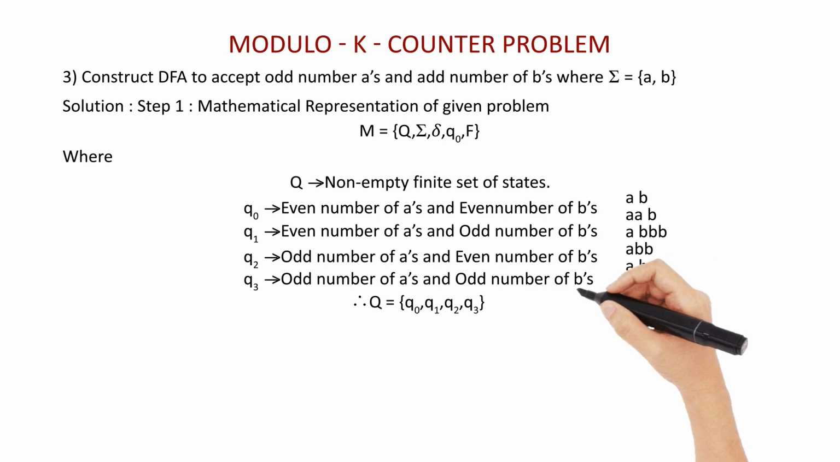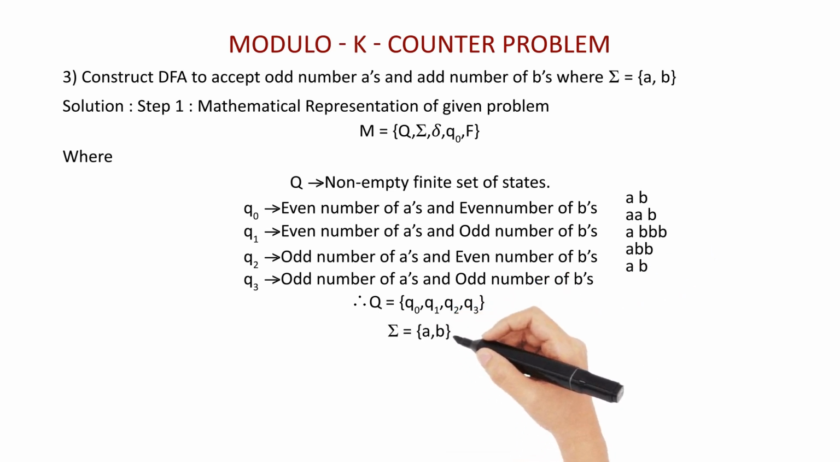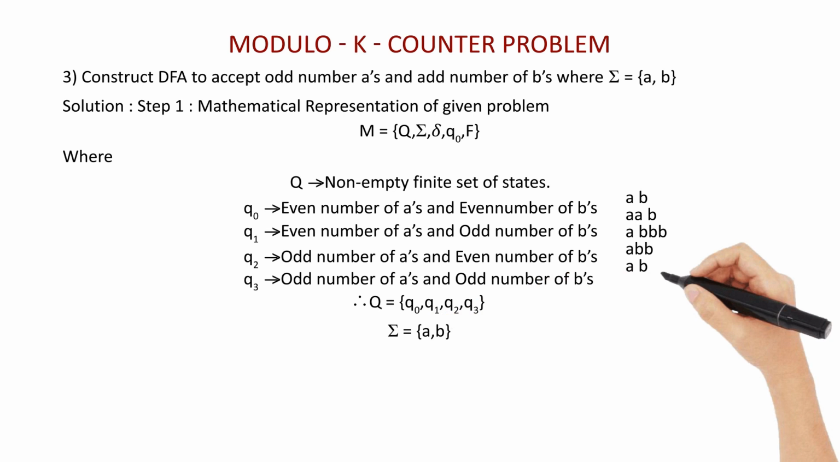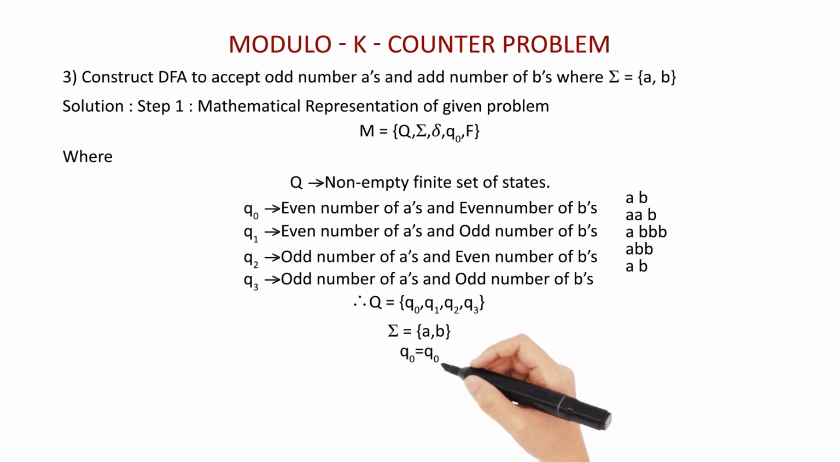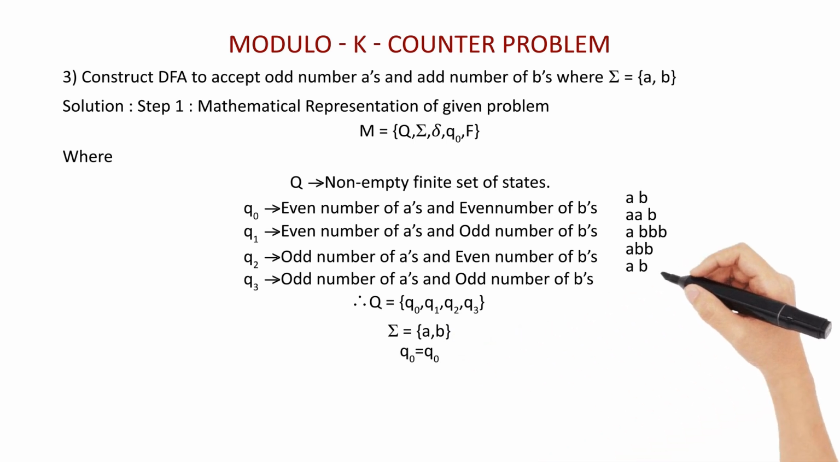Okay. Now, sigma is A comma B. That is the given inputs. Okay. And Q naught is my initial state.